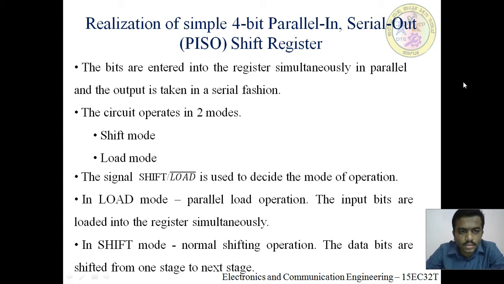The parallel in serial out shift register operates in two modes of operation, that is shift mode and load mode. In order to decide the mode of operation, we have a signal shift load bar. This signal is used to select mode of operation for the 4-bit parallel in serial out shift register. If shift load bar signal is set to binary 1, the circuit operates as a normal shift register.